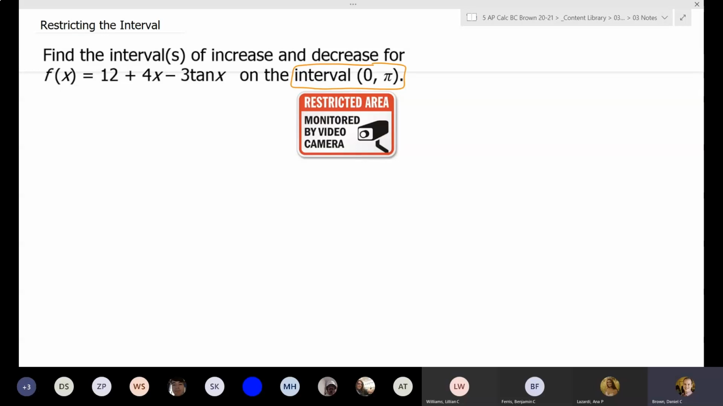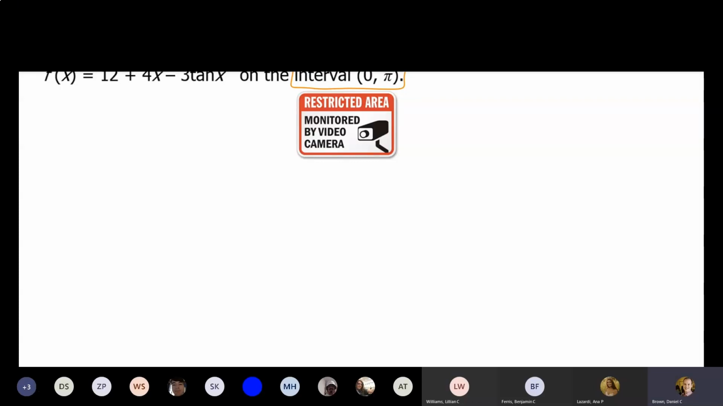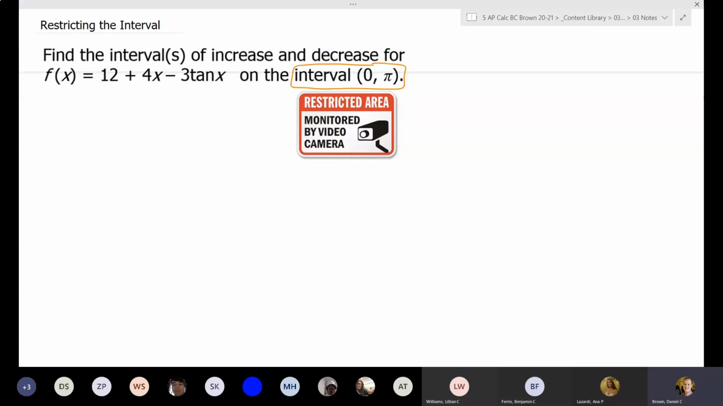You need to find the derivative. You want to use that derivative to find the critical points. And then you want to use those critical points to create a sign chart. There are some tips I want to give you. So let's go ahead and find the derivative of this one. I have f prime of x is equal to, the derivative of 12 is 0, the derivative of 4x goes to 4, minus 3 is a coefficient, and the derivative of tangent is secant squared of x.